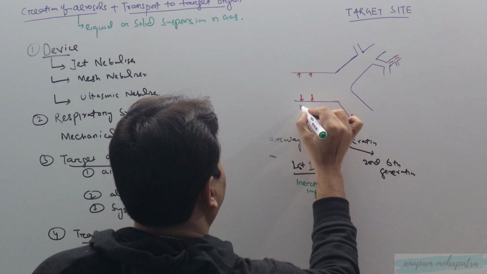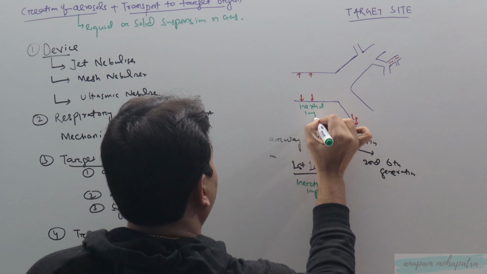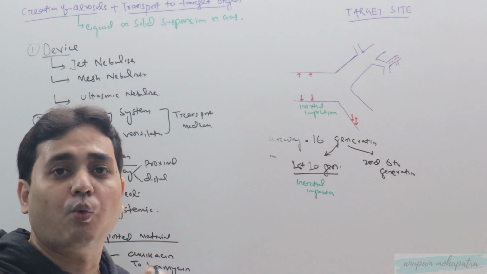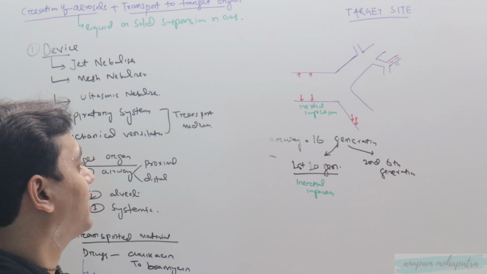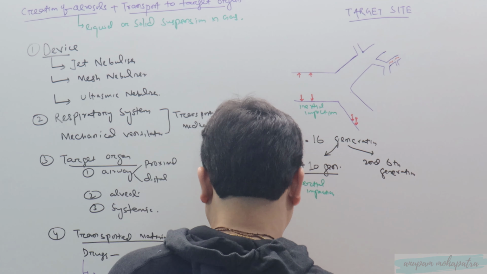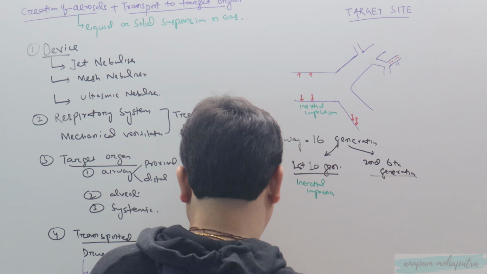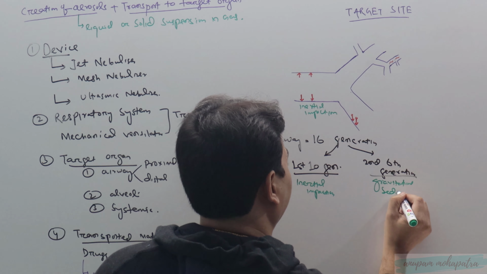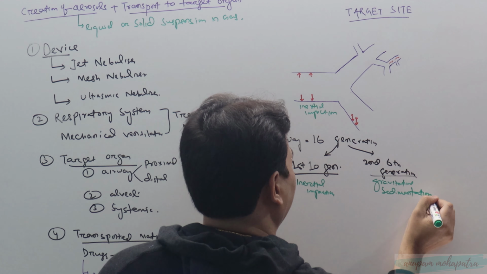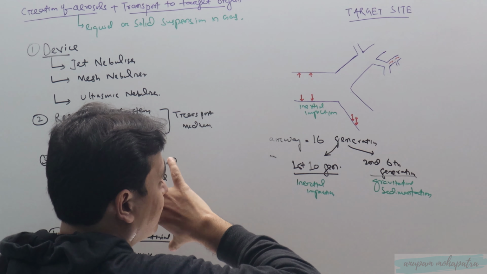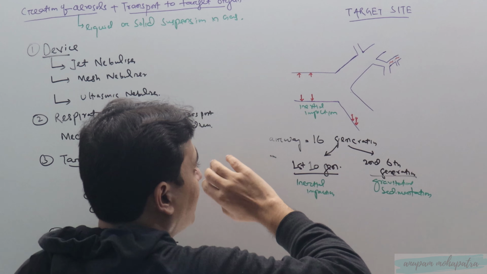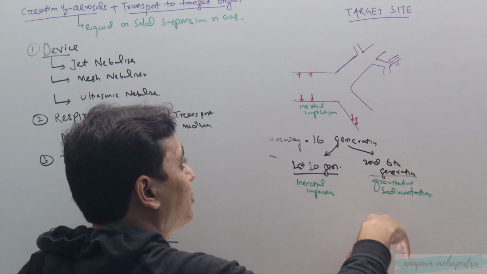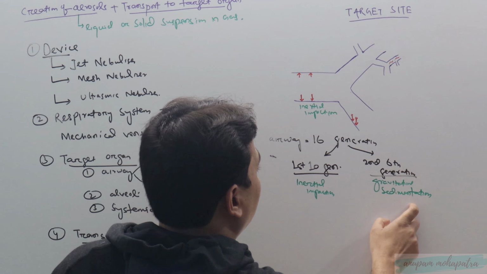Here, this is inertial impaction. When you're providing aerosol, it will go and hit the wall of the airway and it will deposit there. That is called the inertial impaction. In the second 6 generation, it will be gravitational sedimentation, right? What does it mean? As the air or the aerosol containing air will go in the airway, the gravity will make some of the aerosol to sediment, to sit down, to settle in the airway. That will be the next generation.